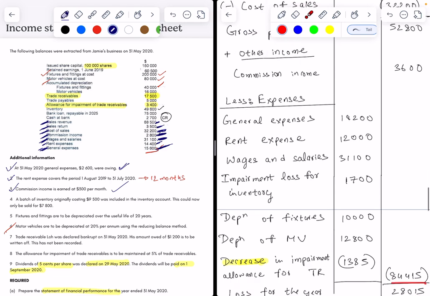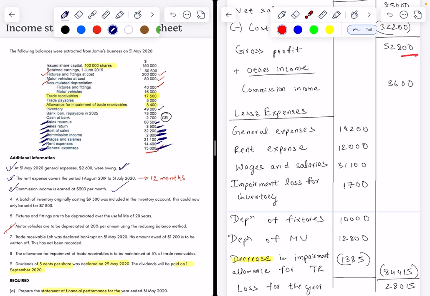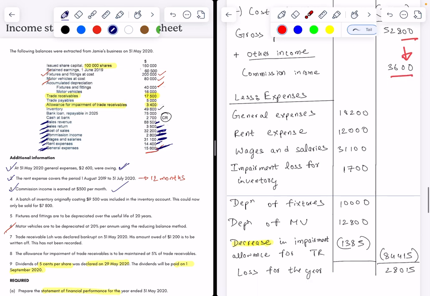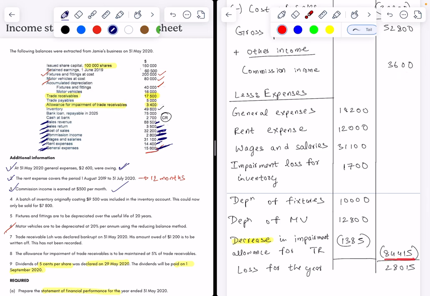All right, so our gross profit $52,800 added with commission income of $3,600 minus total expenses of $84,415 means we have actually made a loss of $28,015 because our income is significantly less than our total expenses. Okay, so $28,015 is the loss. Again, how did we get it? $52,800 plus $3,600. That would have given us, I believe, $56,400 or something.